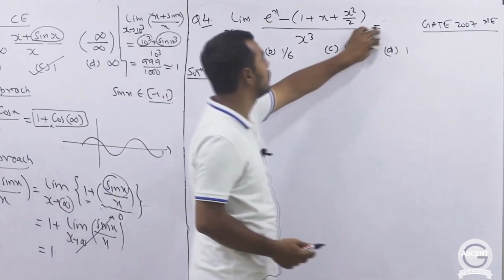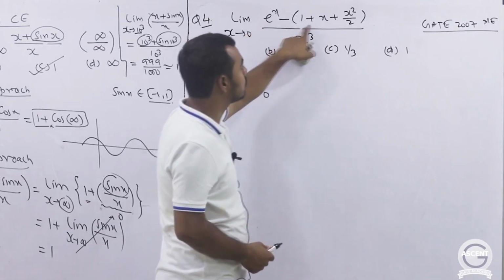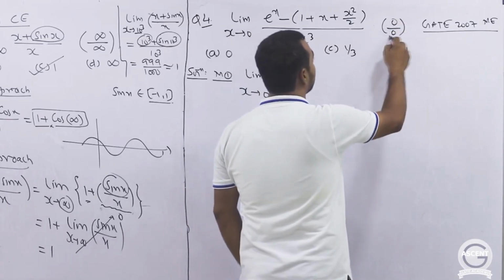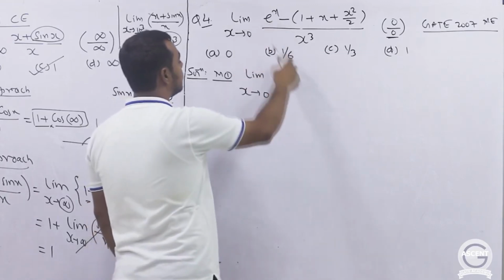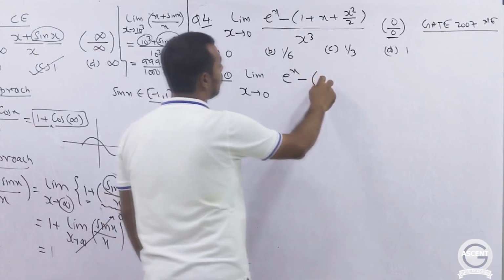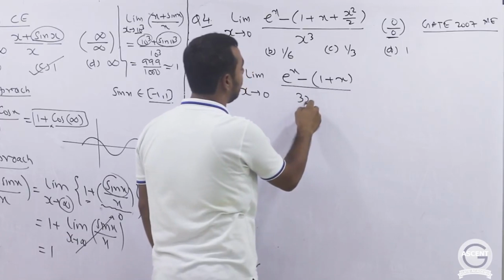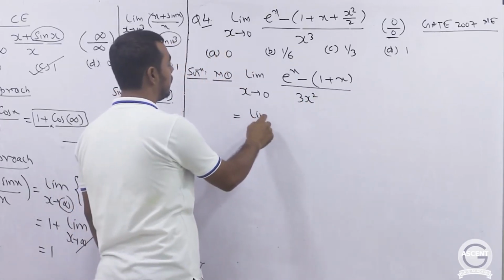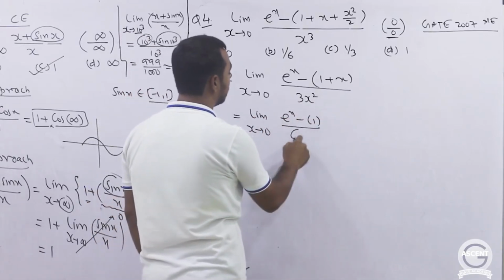How are we getting the 0 by 0 indeterminate form? The denominator is 0, and in the numerator e to the power 0 is 1, and 1 minus 1 is 0. These two are 0. So we get a 0 by 0 indeterminate form, which means L'Hopital's rule can be applied here. If I differentiate the numerator, I will get e to the power x minus the derivative of 1, which is 0, so I will get e to the power x minus 1 plus x by 3x square. Now if I differentiate again, I will get limit x tending to 0 of e to the power x minus 1 by 6x.